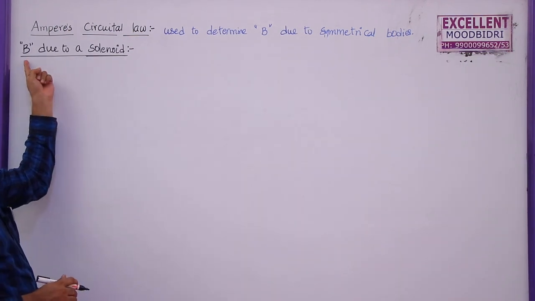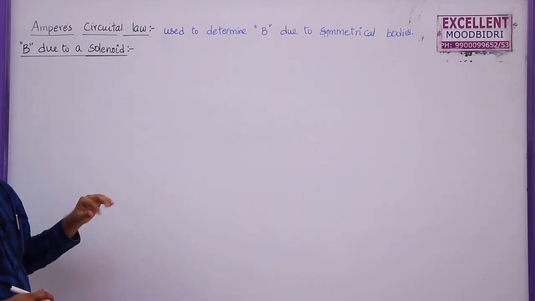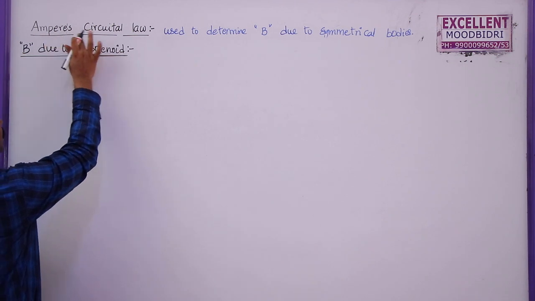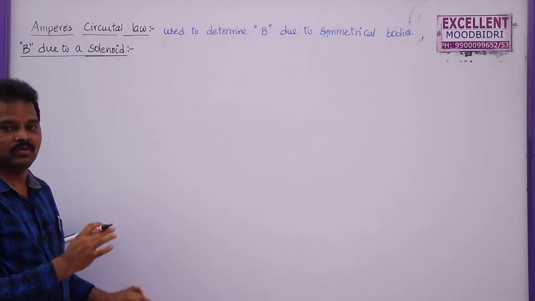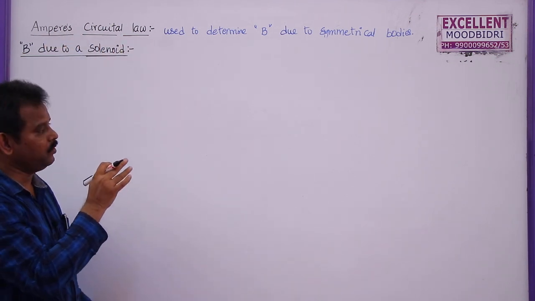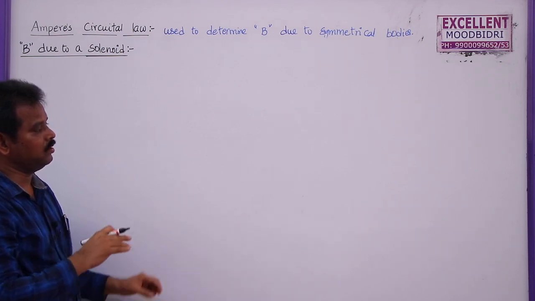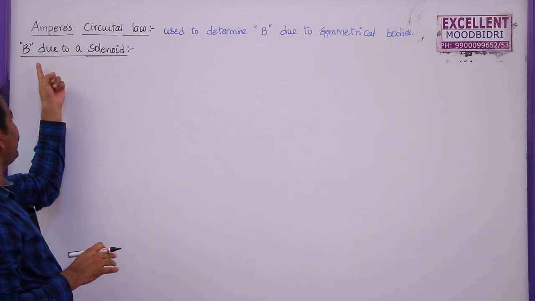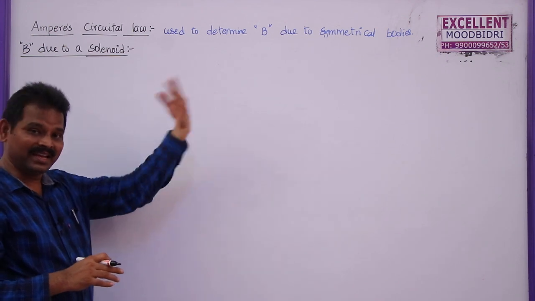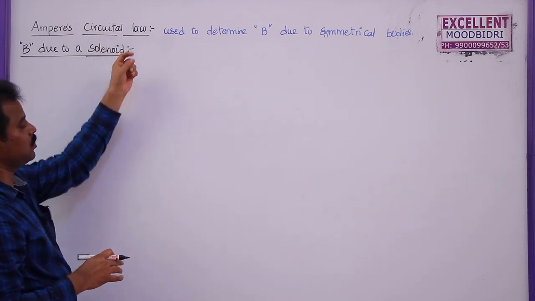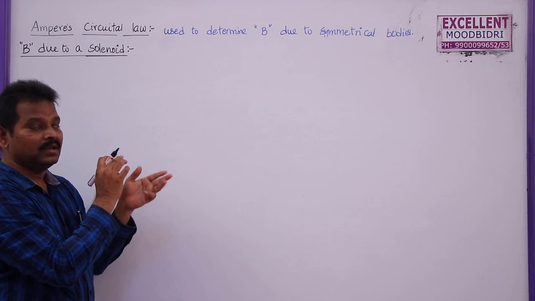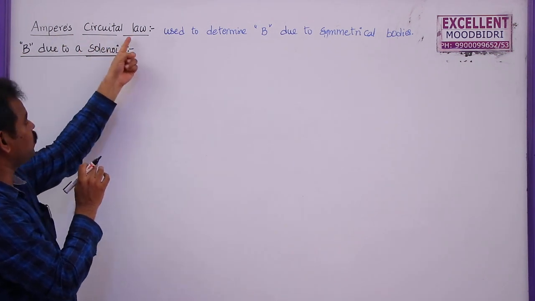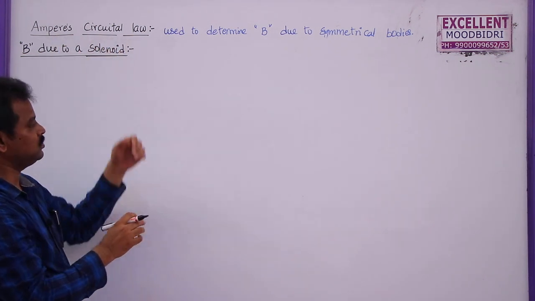I am going to find out the magnetic field due to a solenoid. First I am not going to use Ampere's Circuital Law. I am going to use the magnetic field due to a circular current carrying coil. By using that concept I am going to find out the magnetic field due to a solenoid. In the second method I am going to use the Circuital Law. So you can see that using Ampere's Circuital Law is easier than using this other concept.